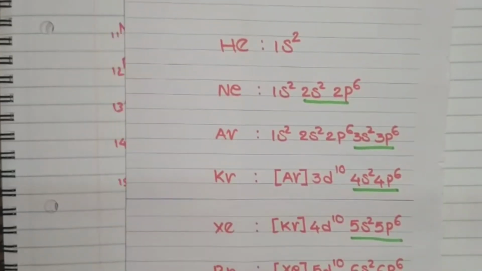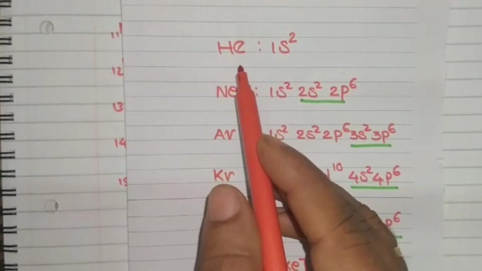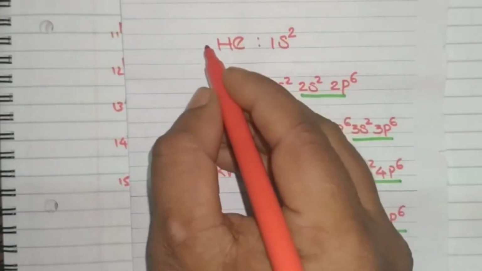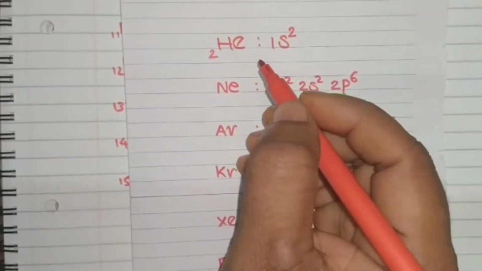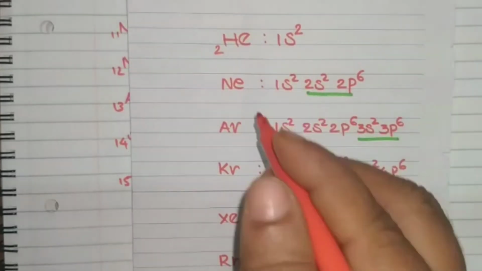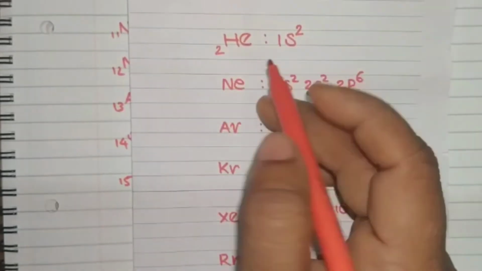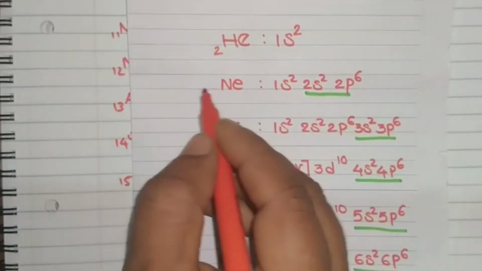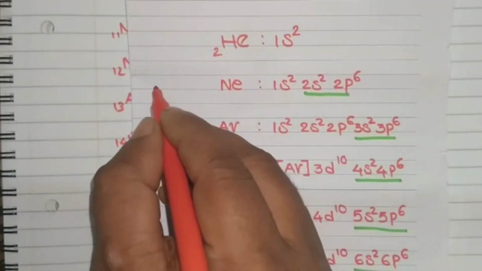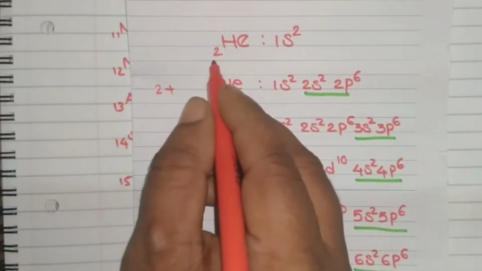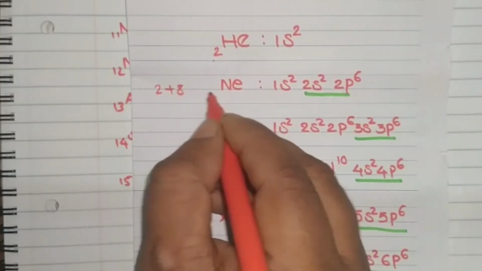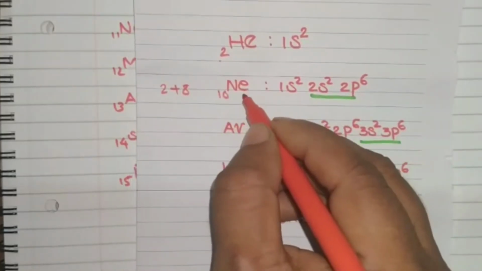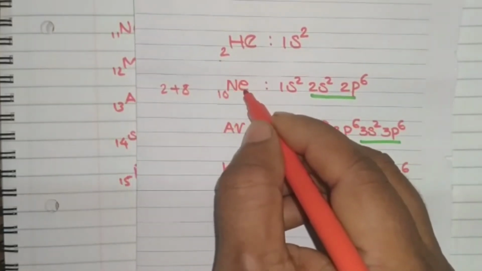So I want to introduce one trick to identify these atomic numbers. The atomic number of helium is 2. For example, we already know periodicity. The first period contains 2 elements. The second period has 8 elements. So when you add 2 plus 8, you get 10. So 10 is the atomic number of neon.